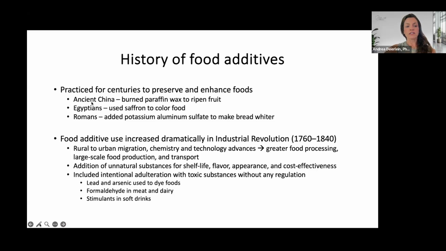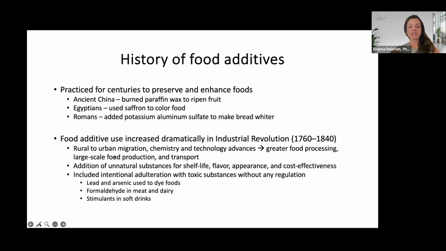There are instances, looking back in ancient China, where they burned paraffin wax to ripen fruit. Egyptians used saffron to color food, and Romans added potassium and aluminum sulfate to make bread look whiter. But food additive use really started to increase dramatically during the Industrial Revolution. Part of this was due to the migration of people from rural to urban areas. There were tremendous advances in analytical chemistry as well as technology, so thinking about ways of canning foods or refrigeration.